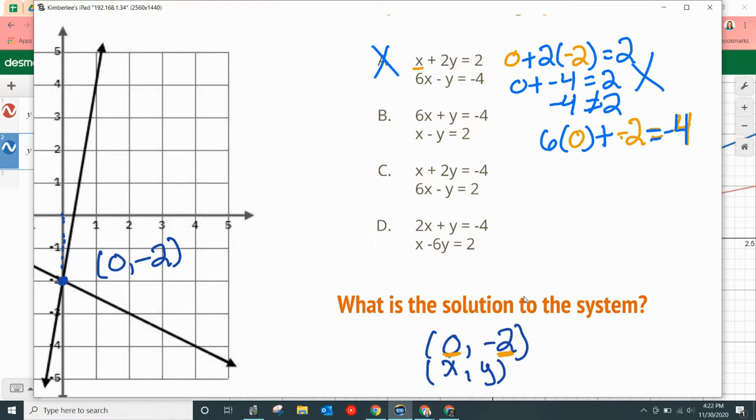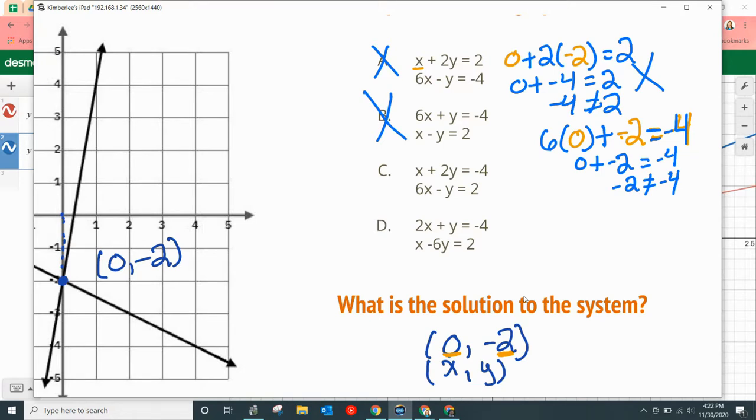Okay, so when I simplify this one, I'm getting 6 times 0, which is 0, plus negative 2 equals negative 4. Well, 0 plus negative 2 is negative 2, which does not equal negative 4. So B cannot be an answer either. See how these are not working out? Okay, let's do it again. Let's move on to C.